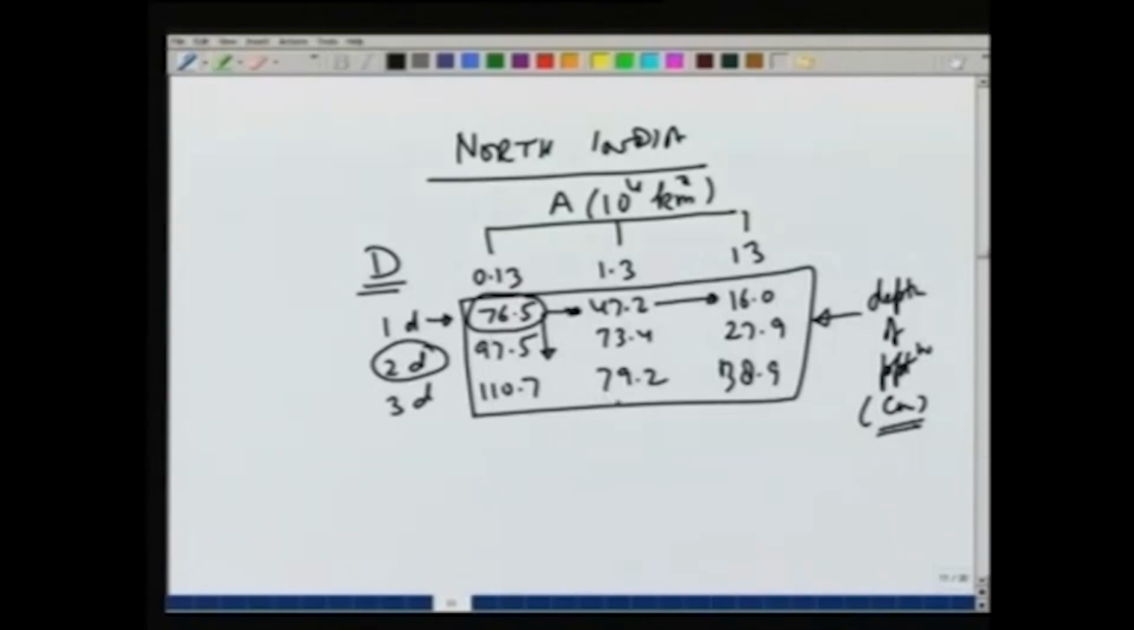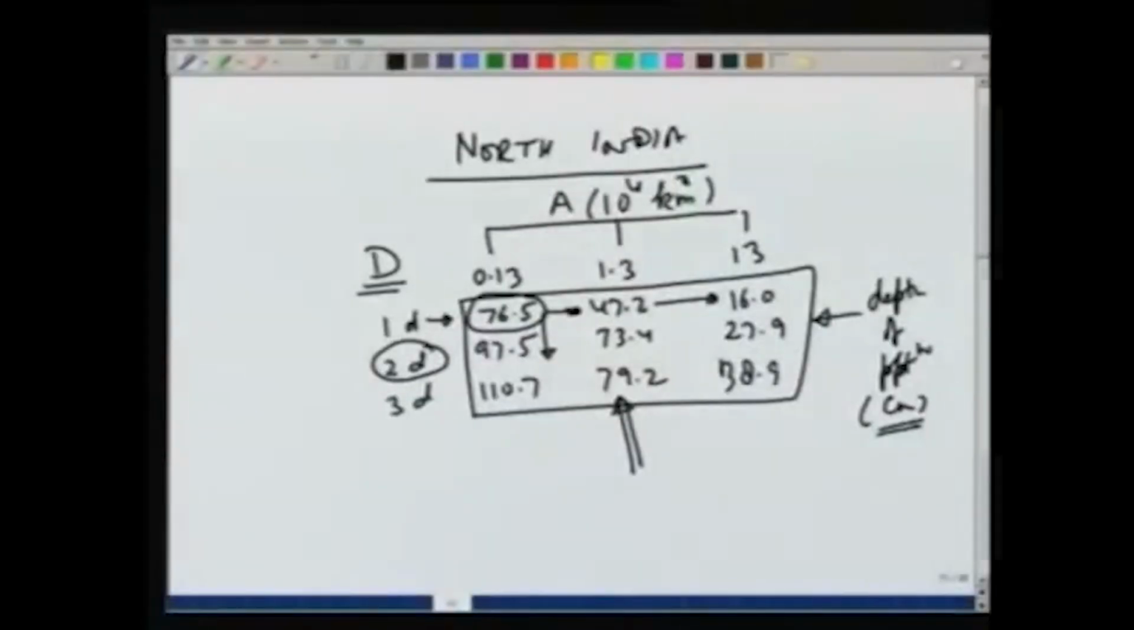So, these kinds of data or curves are useful in deciding how much maximum rainfall can occur on an area. So, depth, area, duration curves are quite critical from this point of view.